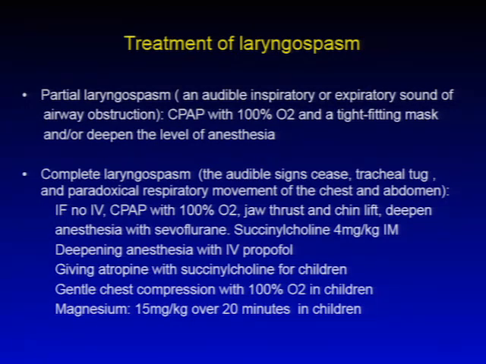With a partial laryngeal spasm, use CPAP with 100% O2 and a tight-fitting mask, or increase the depth of the level of anesthesia. For the complete laryngeal spasm, we start with CPAP 100% O2, jaw thrust, and chin lift. Increase the anesthesia level with sevoflurane. If this does not work, continue treatment with succinylcholine and IV propofol, and give atropine with succinylcholine for children, and even gentle chest compression with 100% O2 in children.